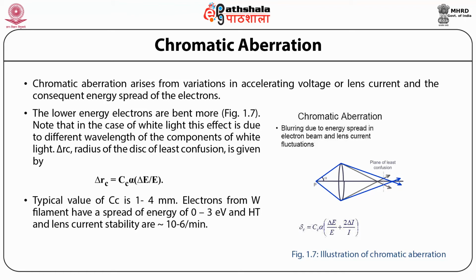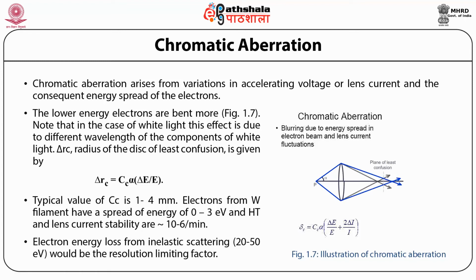Electrons from a tungsten filament have a spread of energy of 0 to 3 electron volt, and lens current stability is 10 raised to minus 6 per minute. Electron energy loss from inelastic scattering, 20 to 50 electron volt, would be the resolution limiting factor. The figure shows the chromatic aberration illustration: the blurring due to energy spread in the electron beam and lens current fluctuations.